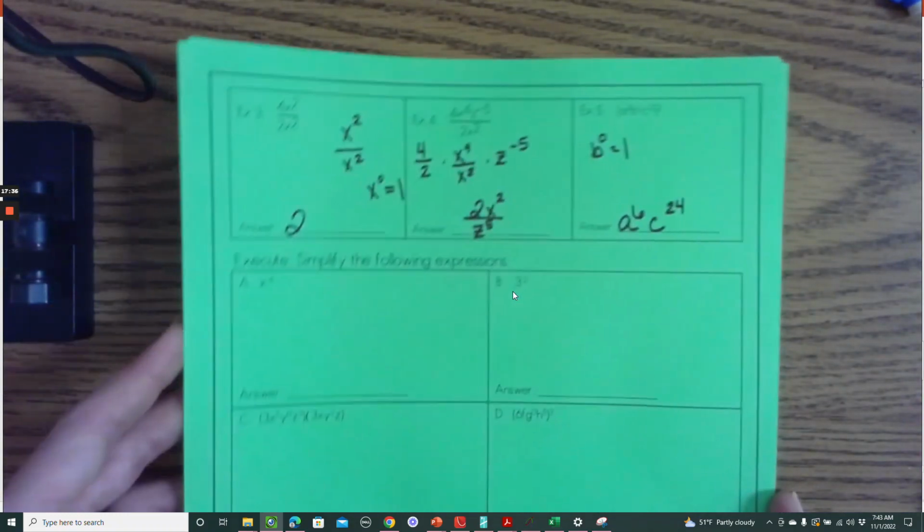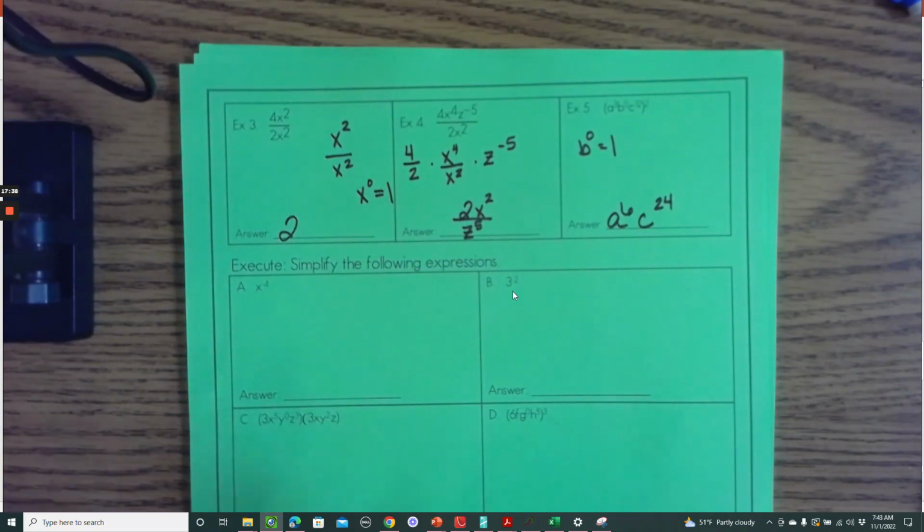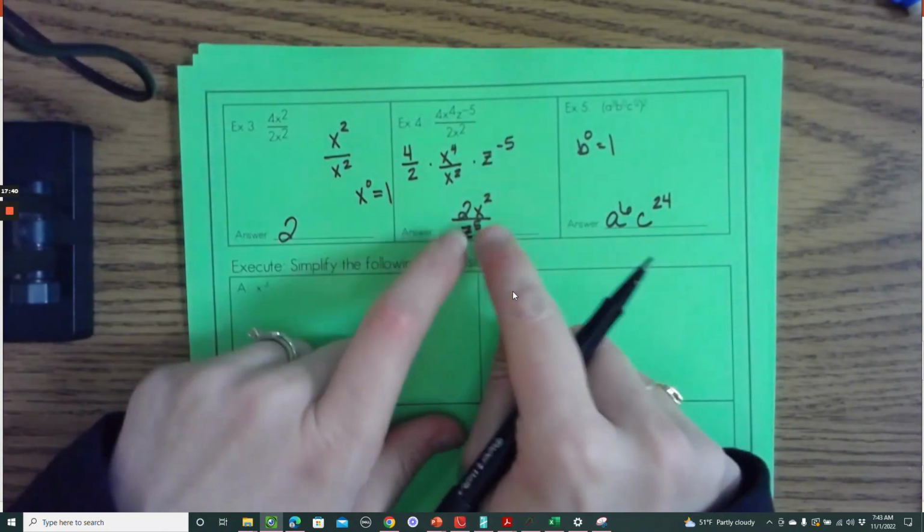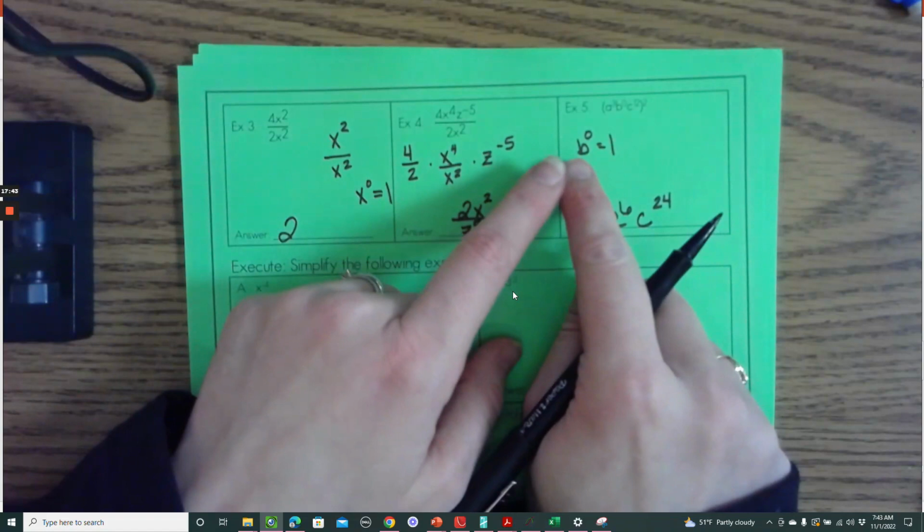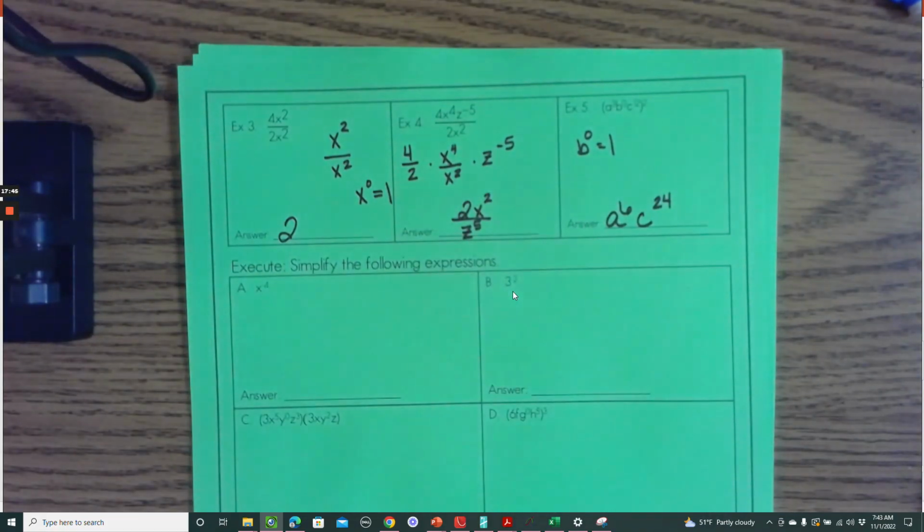All right, I apologize. I know this has been a long video. That's where I'm going to stop this one for now. Just remember, negative exponents are in the denominator of a fraction. Anything raised to a 0 power equals a 1.